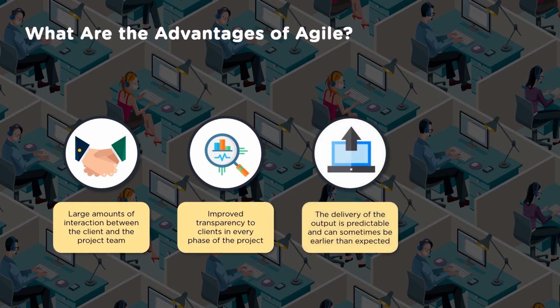Then the delivery of the output is predictable and can sometimes be earlier than expected, because we know what is being delivered. More and more clarity users are obtaining. At the same time, the team which is creating is obtaining it. Because of it, the pulse of the customer and the directions are clear. Accommodating changes, which was a big challenge in waterfall methodology, has become easier here.